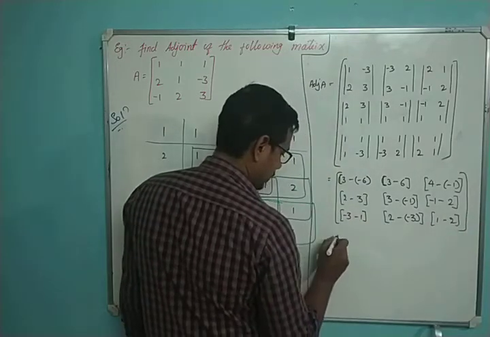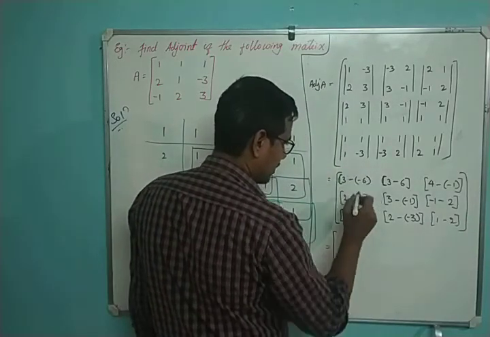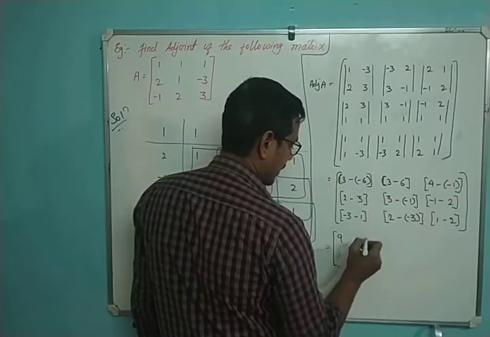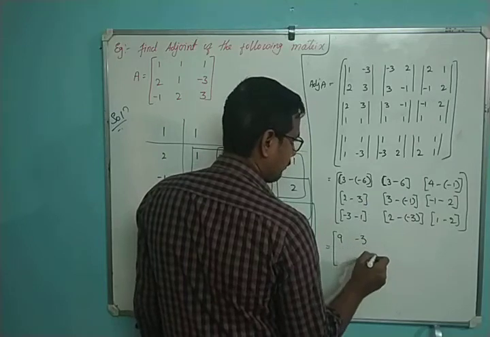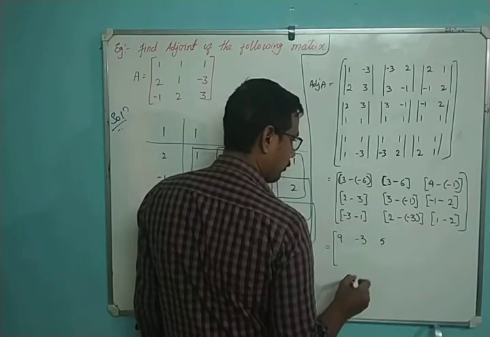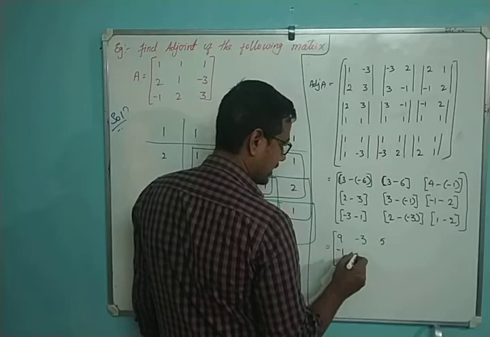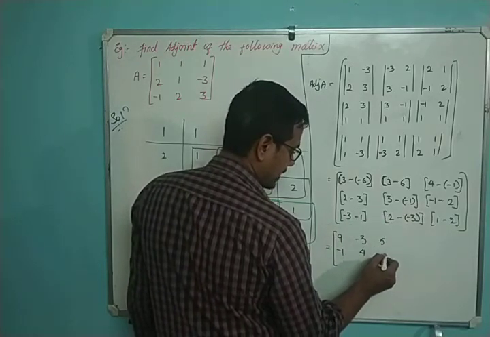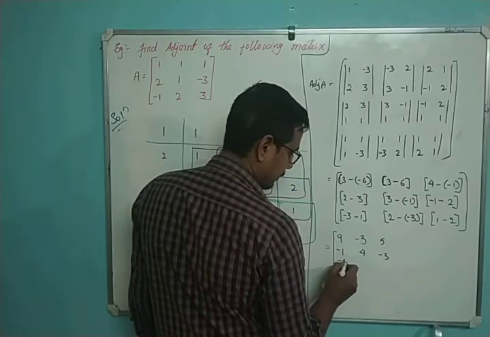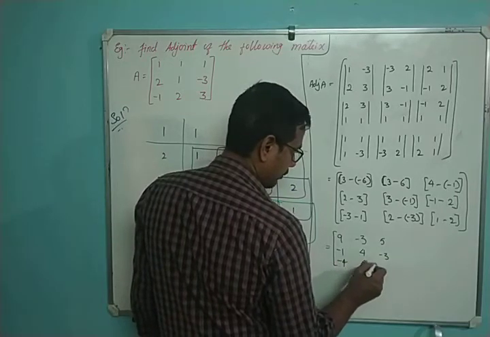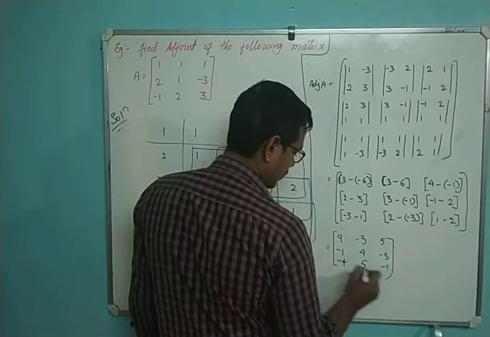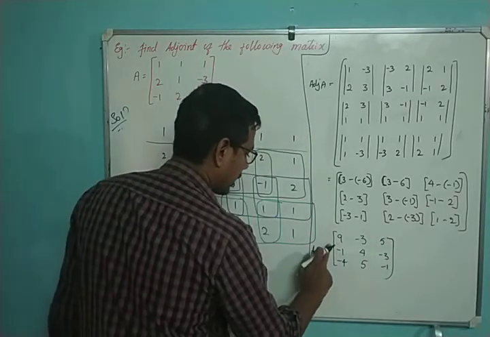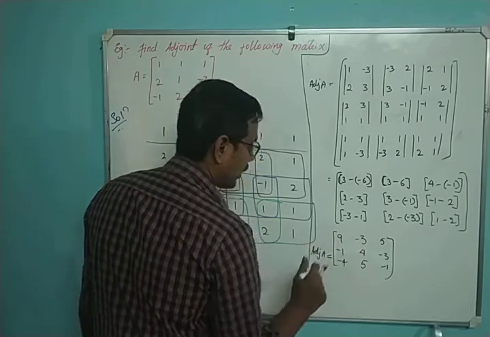Okay. So this will be what? 3 minus of minus 6 is 3 plus 6, that is 9. 3 minus 6 is minus 3. 4 minus of minus 1, that is 4 plus 1, 5. Minus 3, sorry, minus 1. 3 minus of minus 1, that is 4; minus 3 minus 4. This will be 5, minus 1. This will be our required adjoint A.